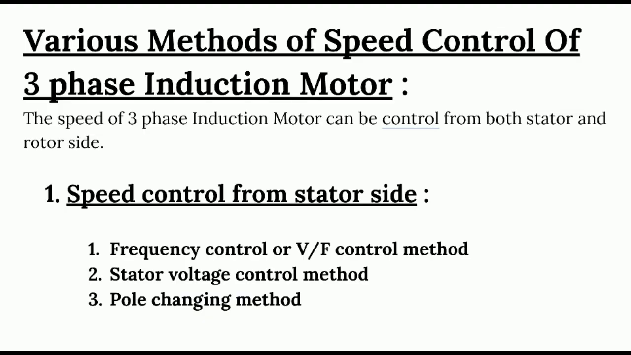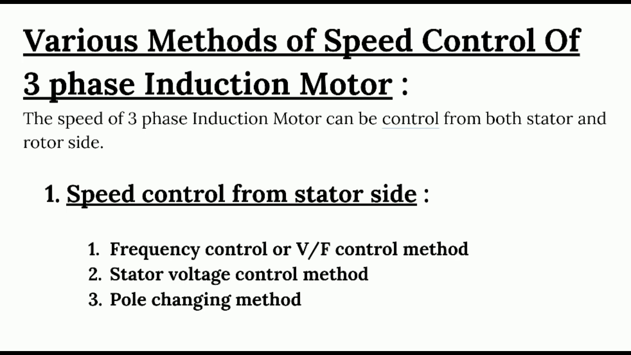Now coming to the various methods of speed control of three-phase induction motor. The speed of three-phase induction motor can be controlled from both the stator and rotor side. First we discuss the speed control from the stator side. These are the three methods. Number one is frequency control or V by F control method. Number two is stator voltage control method, and number three, pole changing method. These are the main methods of speed control from the stator side. Now we are discussing them one by one.